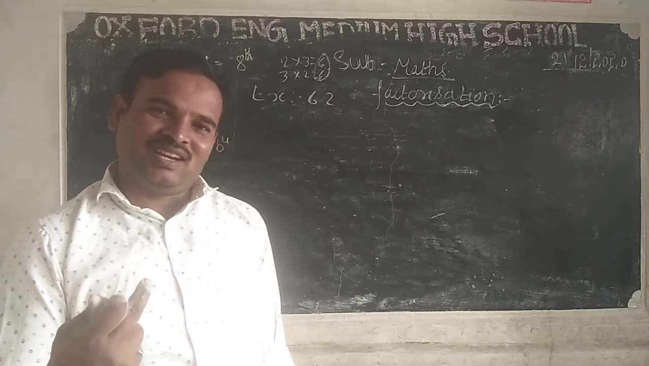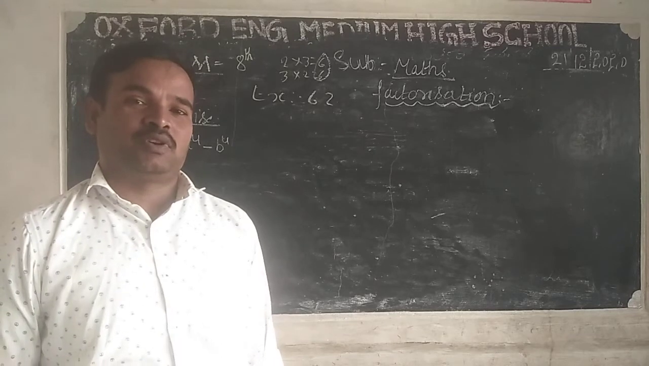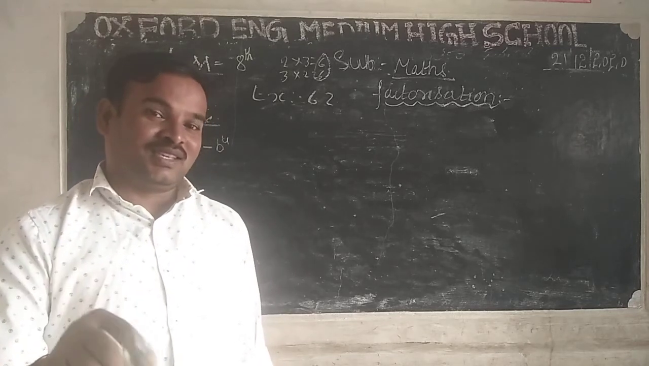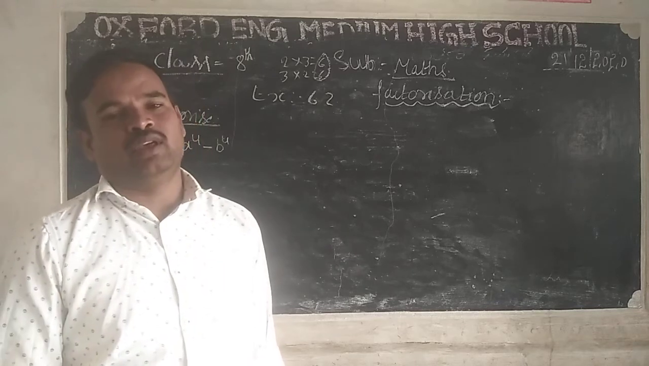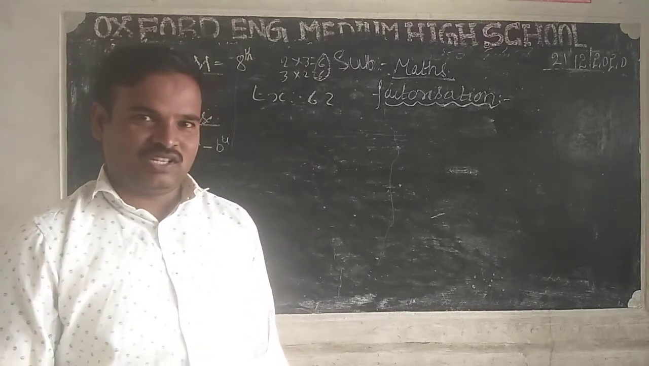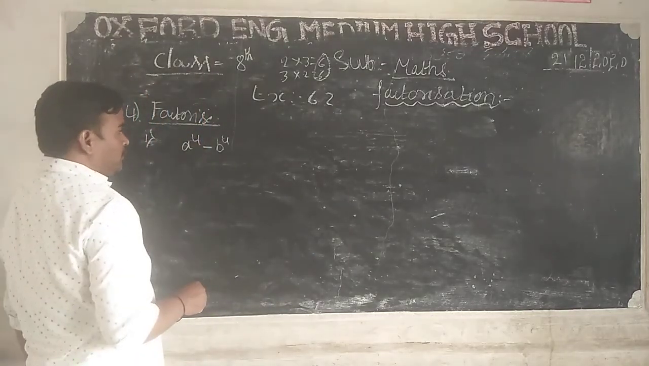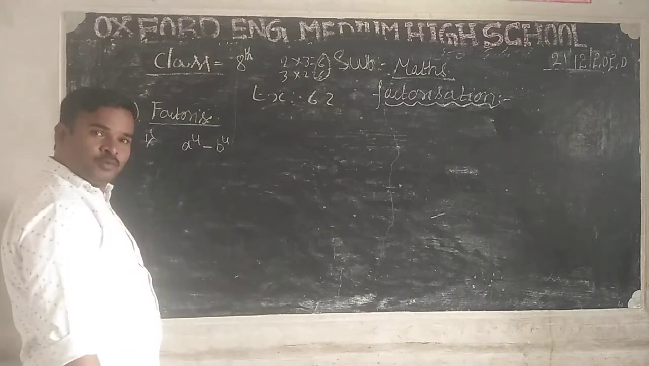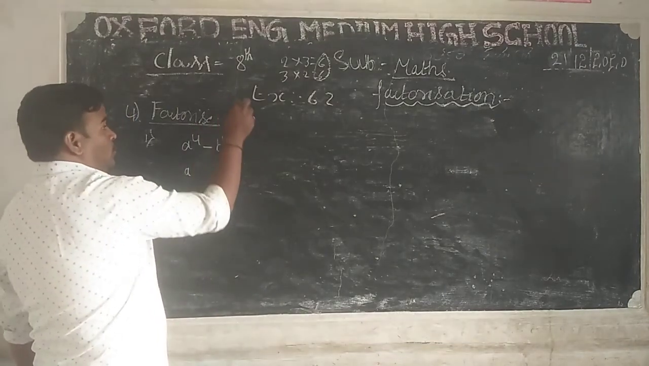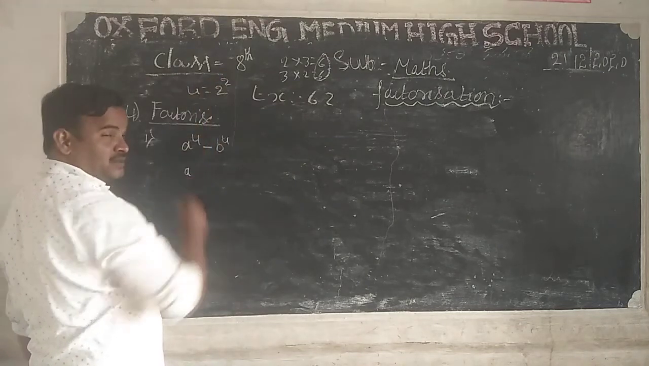We know the identity a square minus b square, but we don't know the a to the power of 4 minus b to the power of 4 identity. So when the given power is 4 or more, that power is reduced to a square, right? Look here: a to the power of 4, the exponent 4 is equal to 2 square.